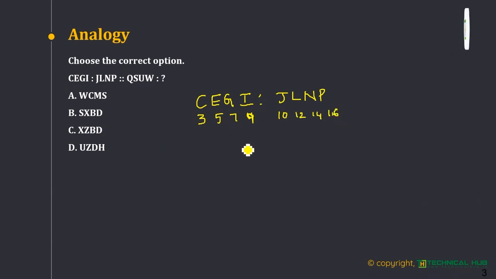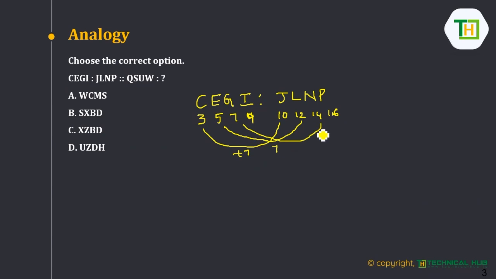Okay, so C is changed to J, means 3 is changed to 10, means adding 7. And 5 is changed to 12, means adding 7 here also, and 7 is changed to 14, here also adding 7, and the last letter is also adding 7. So the logic is simply adding plus 7. The same logic is applied to the third one to get the fourth one. It is called analogy. So what is the third one? QSUW to get the fourth one.